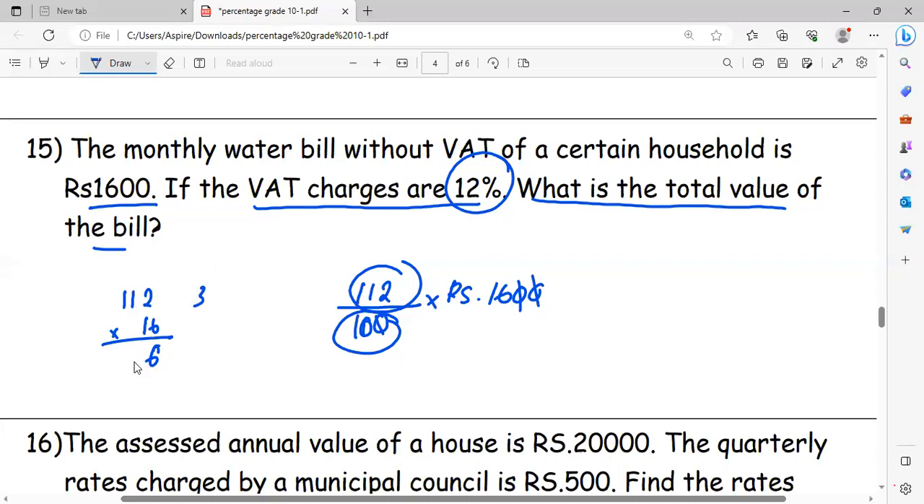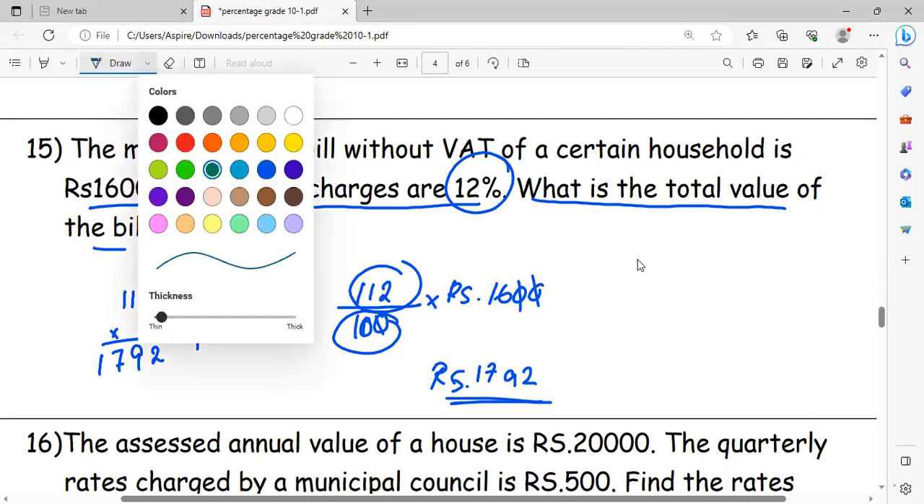Here it should be 16 into 2, it is 32. Then the answer becomes 1,792. Okay.